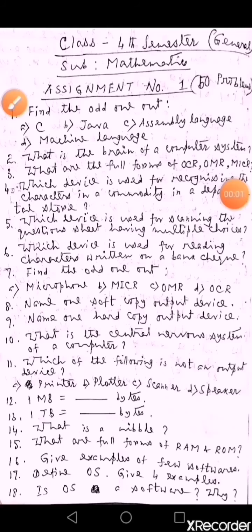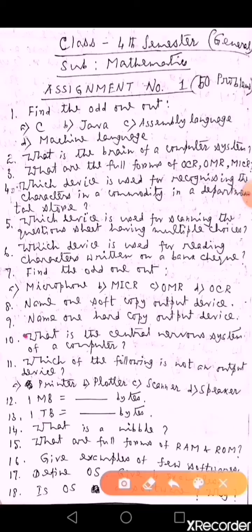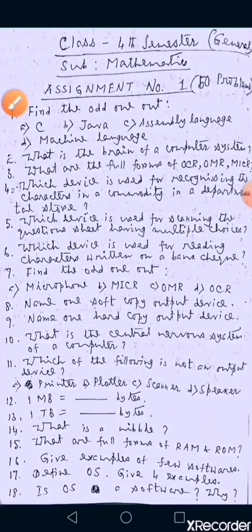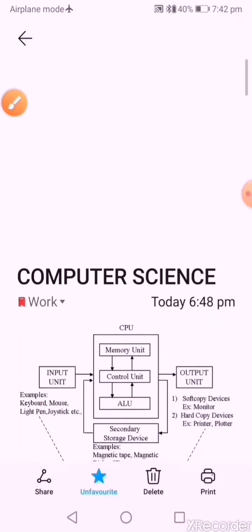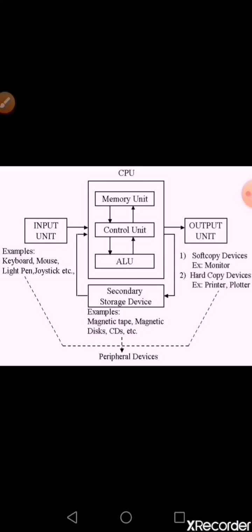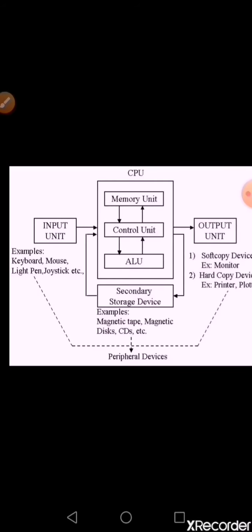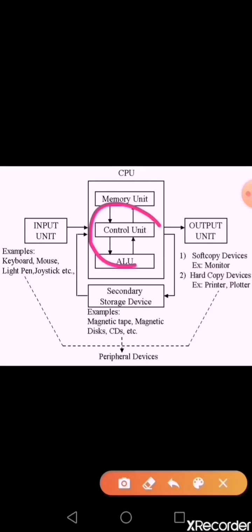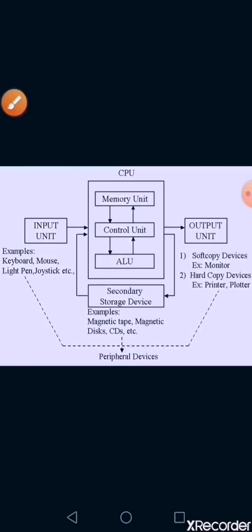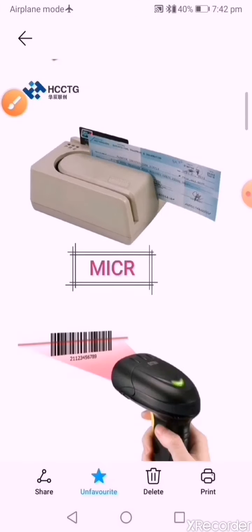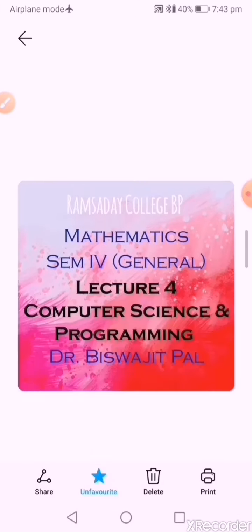Question number 10. What is the central nervous system of a computer? The answer is control unit. You see in this picture, under CPU, there is a unit, control unit. This is called the central nervous system of a computer system.